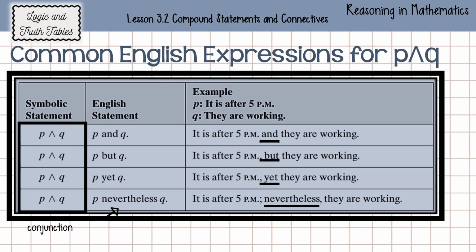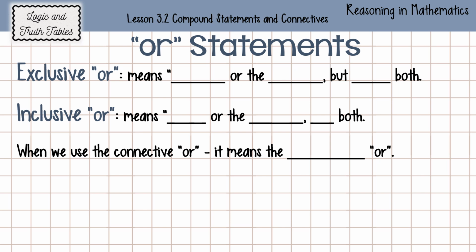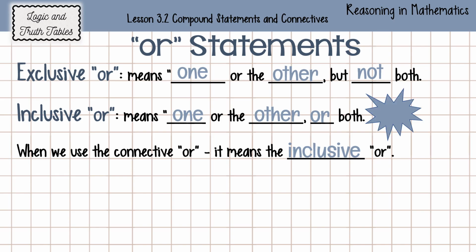Nevertheless, they are working. Or statements. There's an exclusive or, which means one or the other, but not both. The inclusive or means one or the other or both. And when we use the connective or, it's going to be the inclusive or. So one or the other or both. That is the one that we're going to be using.